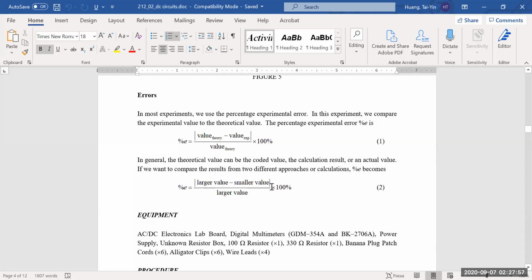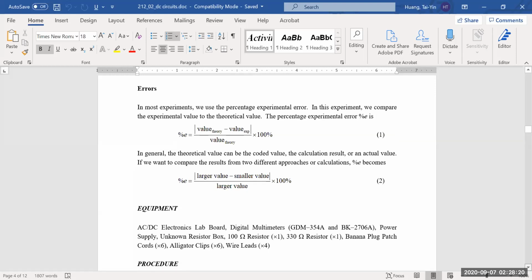Now, if you are measuring something using two different approaches, you don't really know which one is more correct than the other. Then by convention, how do we calculate the percent error? You subtract the smaller value from the larger value to find the difference, and then divide it by the larger value to get the percent error.